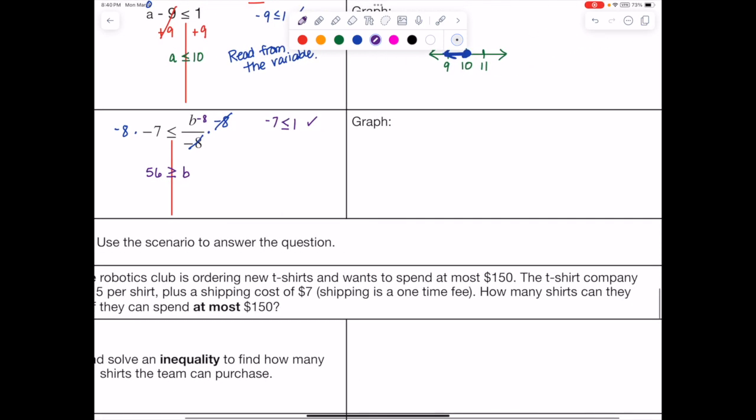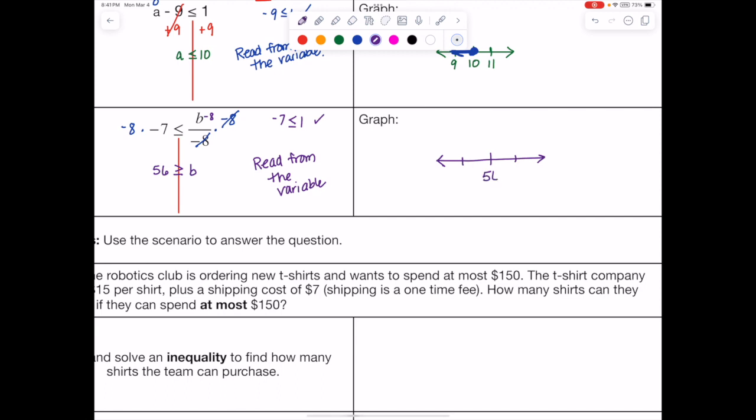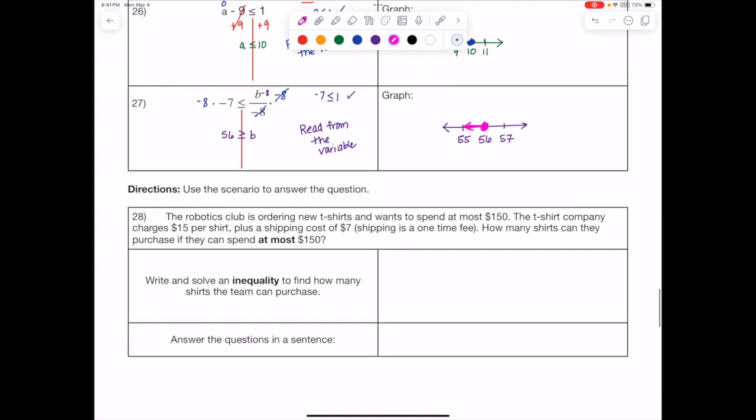So let's go ahead and graph this. You ready? We need to make sure we read from the variable. Okay, let's get our graph ready. Tick, tick, tick, boom. Write your target number, which is 56. One bigger is 57. One smaller is 55. Look and see the cement. We are cemented. Read from the variable. B is less than, so we're going to the left. And there we go.